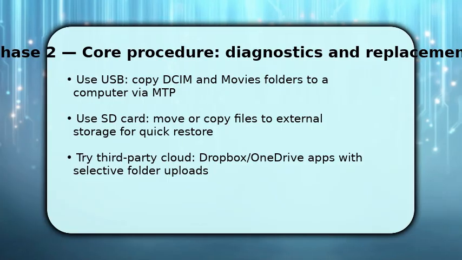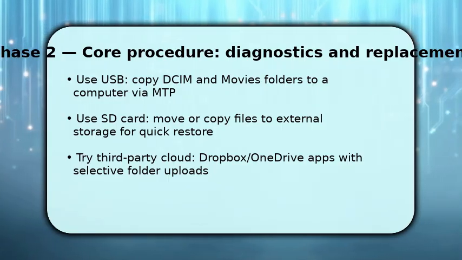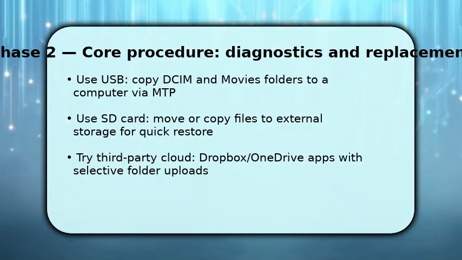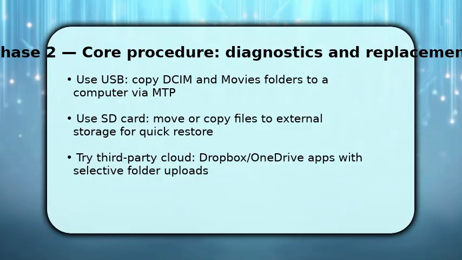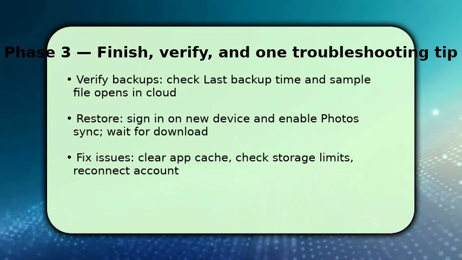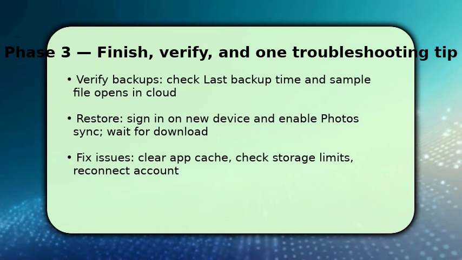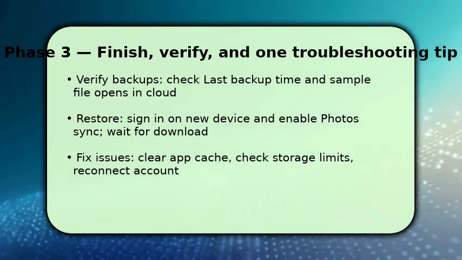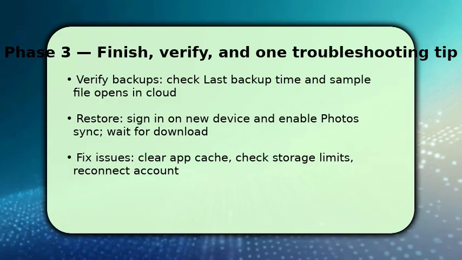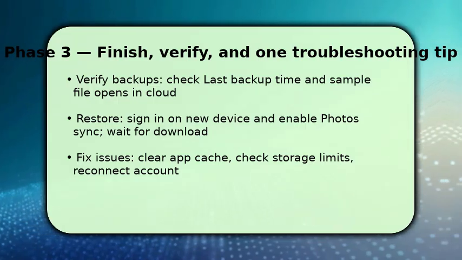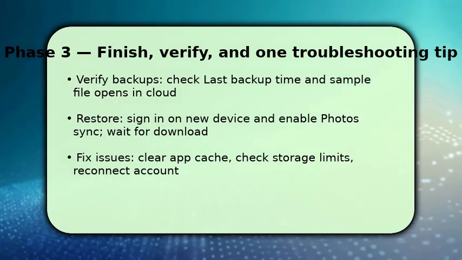Once that's done, install Dropbox or OneDrive and enable camera upload for a second cloud target. This protects against account problems. Finish by verifying backups and rehearsing a restore so you know it works. Open Google Photos, check the last backup time, and open several photos and videos to confirm integrity.